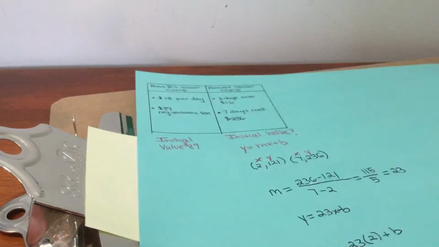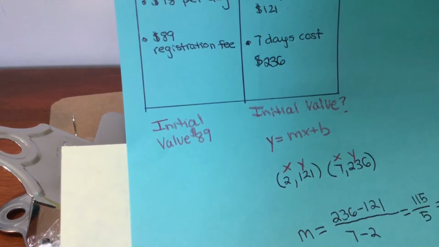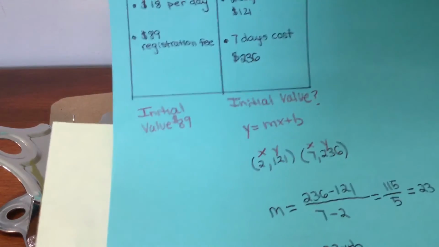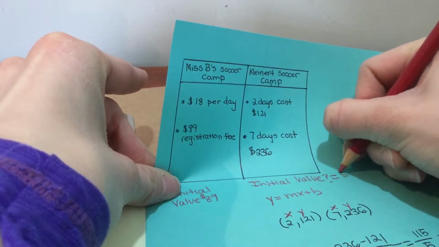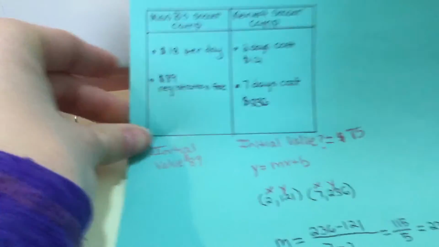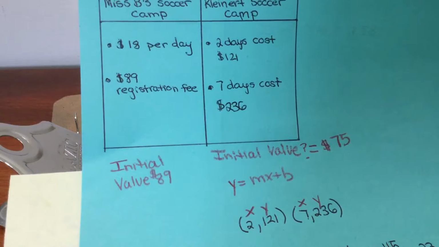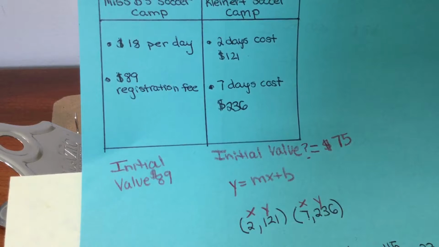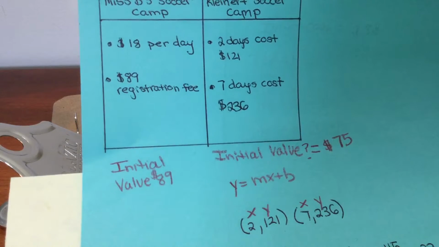So if we come back up to our original question, which one has the greater initial value? Well, we find out now that Dr. Kleinert's is no longer a mystery, but rather it is $75. So we can compare them using the initial values. Miss B has an initial value of $89, while Dr. Kleinert's initial value is $75.